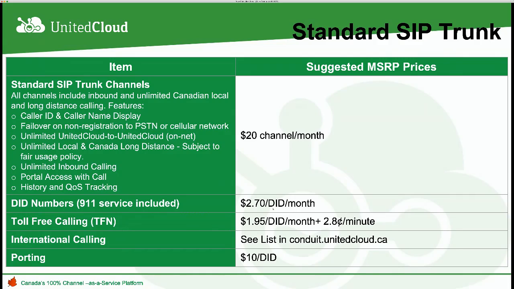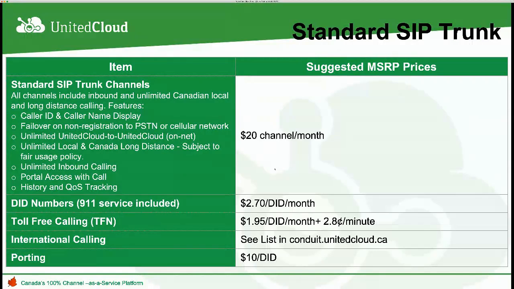The DID is $2.70. It's the same thing as the other ones. For DID, if you have a toll free, it will be $1.95 and 2.8 cents per minute. If you want to make international calls, check the conduit for the international rates, and the porting is $10. So this is unlimited in and out in the Canadian market, long distance.